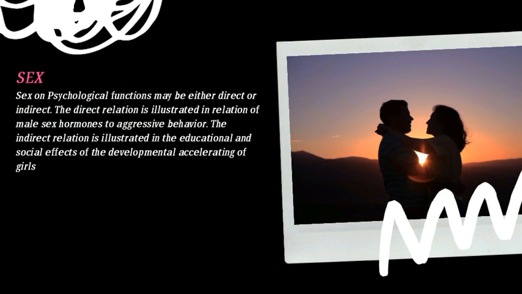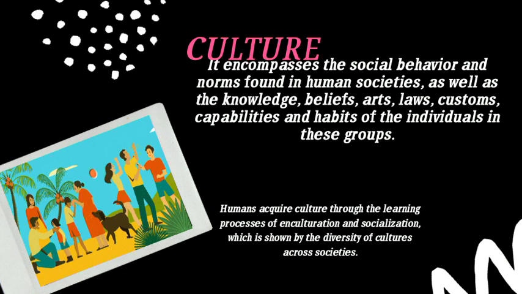surpass. Culture. It encompasses the social behavior and norms found in human societies, as well as knowledge, beliefs, arts, laws, customs, capabilities, and habits of the individuals in these groups. Humans acquire culture through the learning process of enculturation and socialization, which is shown by the diversity of cultures across society. Cultural influences and intelligence is illustrated in variations in sex rules found in different societies.